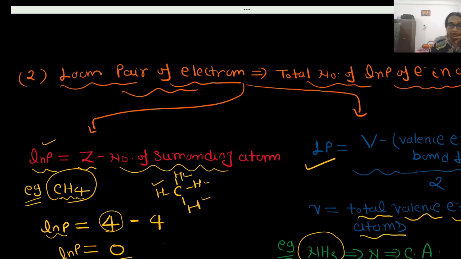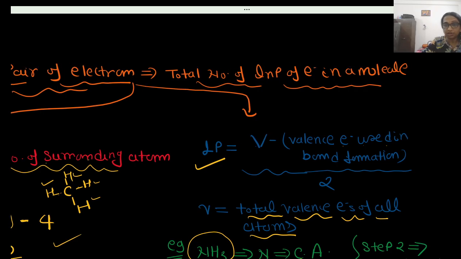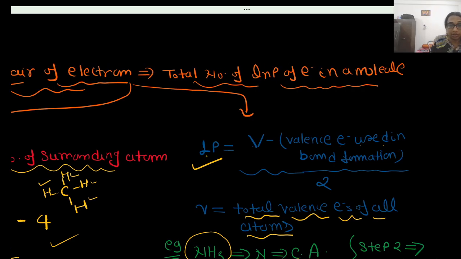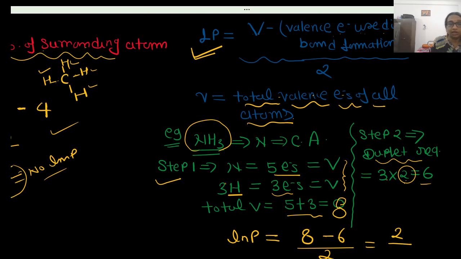There is no lone pair of electrons on the carbon of CH4. One more formula for this calculation: the lone pairs of electrons is equal to (V minus the valence electrons used in bond formation) divided by 2, where V is the total valence electrons of all atoms present in a molecule. Now calculate with this formula. We have an example of the ammonia molecule.